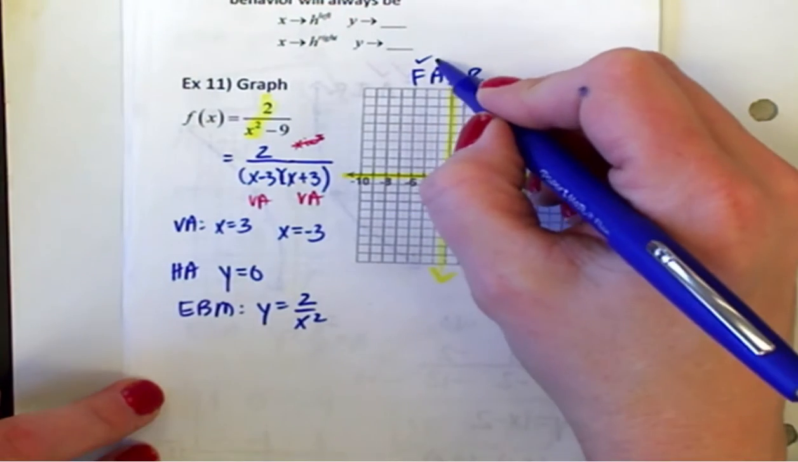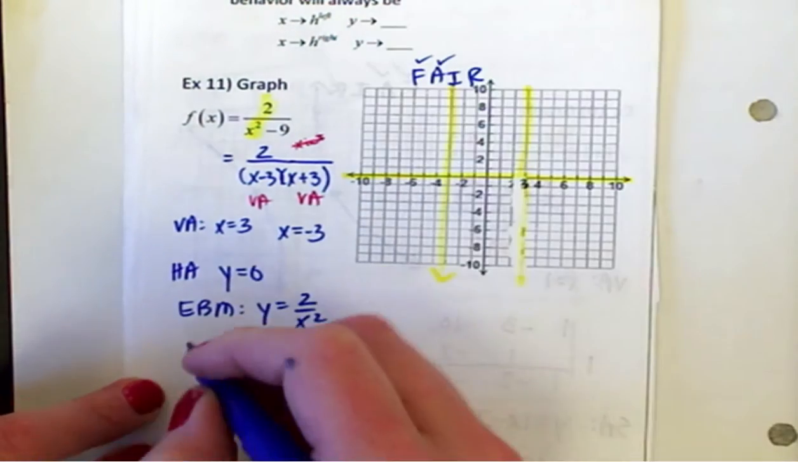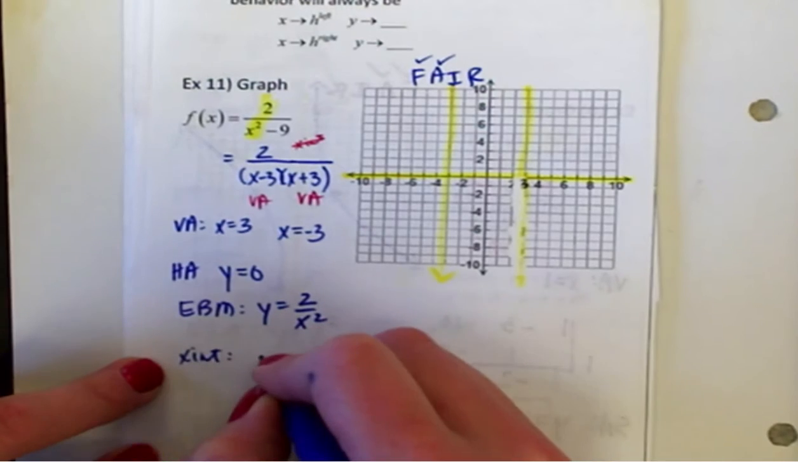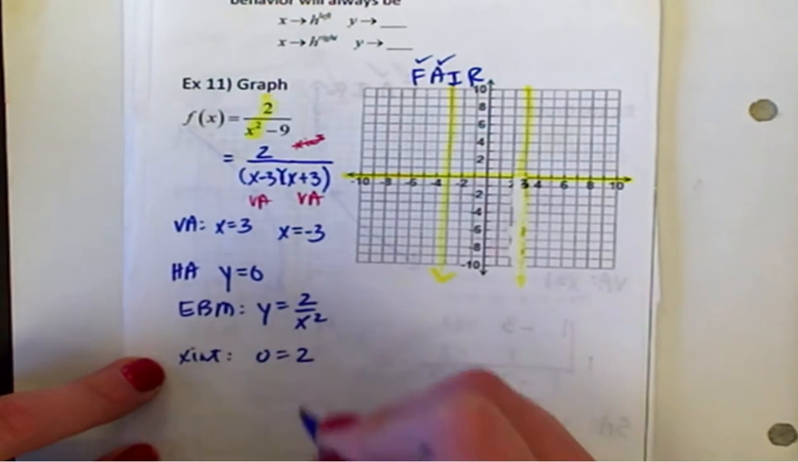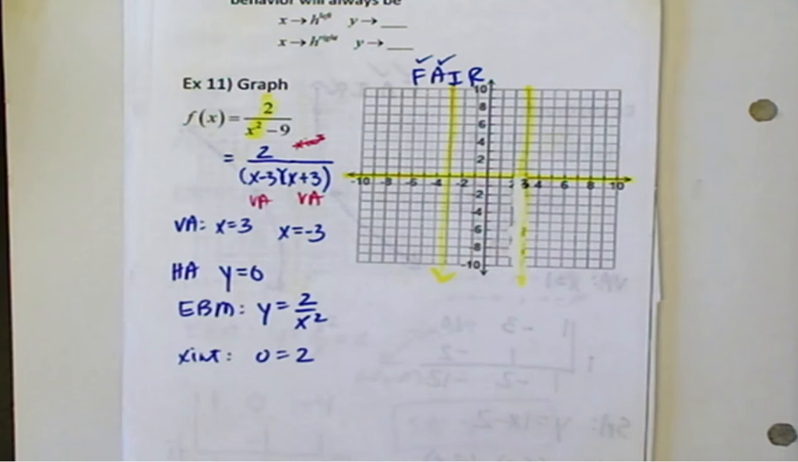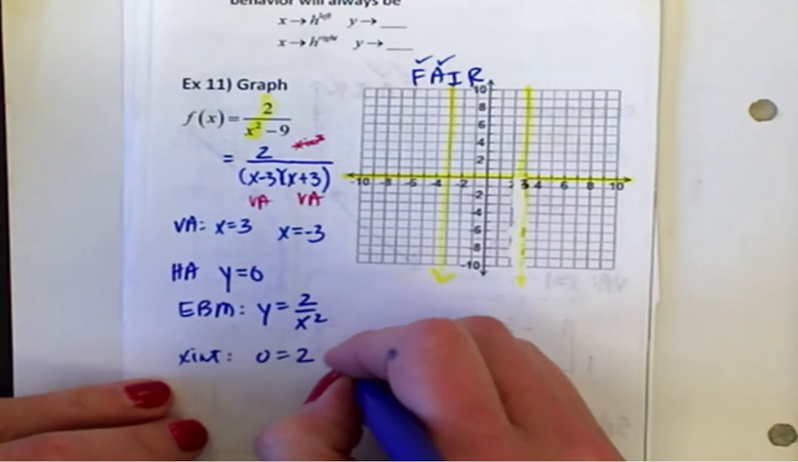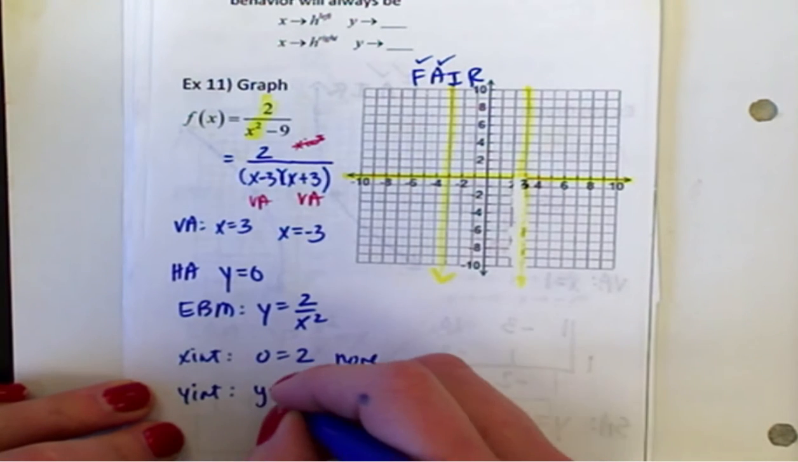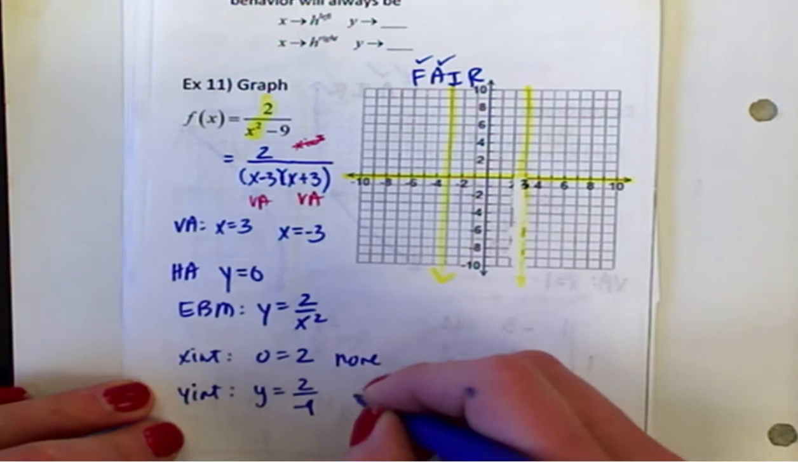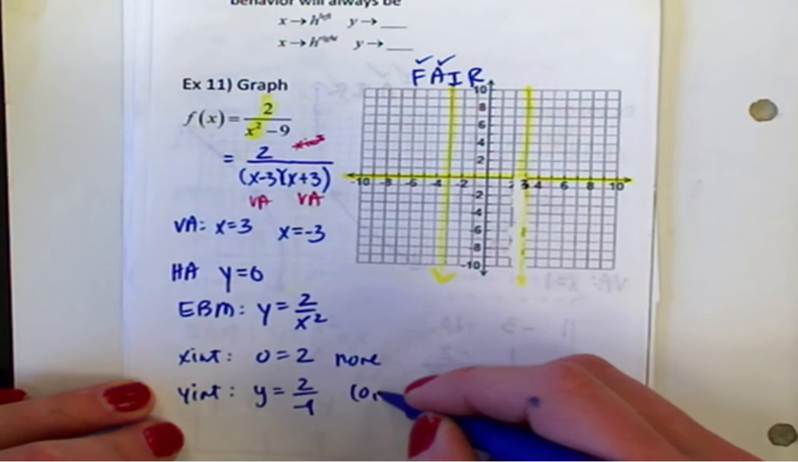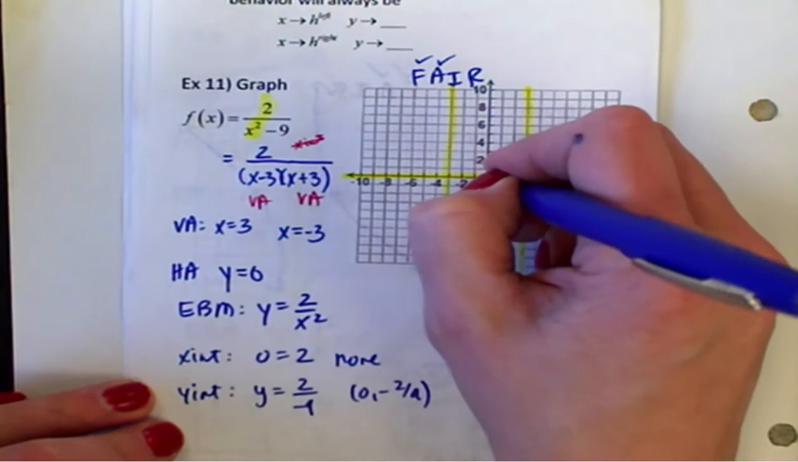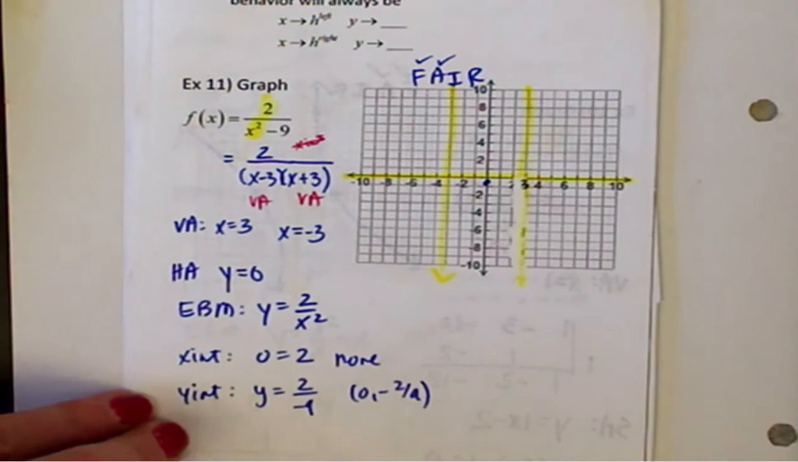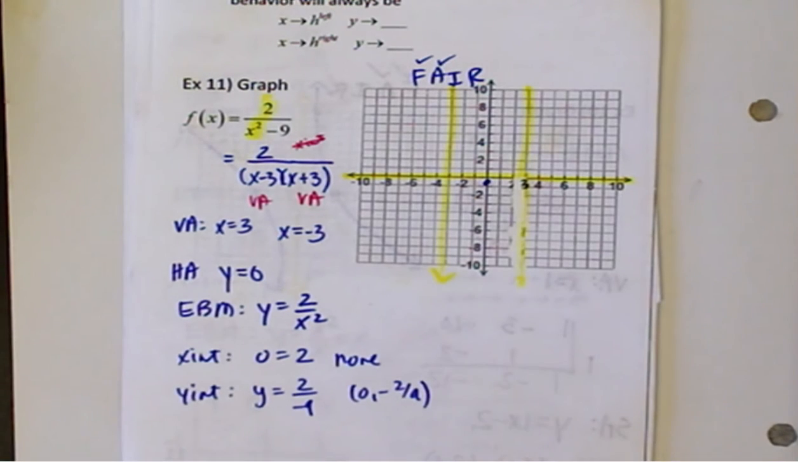Okay, factor, asymptotes, intercepts. X-intercepts. You end up with just numerator factors, guys. Numerator factors, so that's none. Y-intercept. Okay, so 0, negative 2/9. That's barely here, but just put it between the right two integers. Between 0 and negative 1.